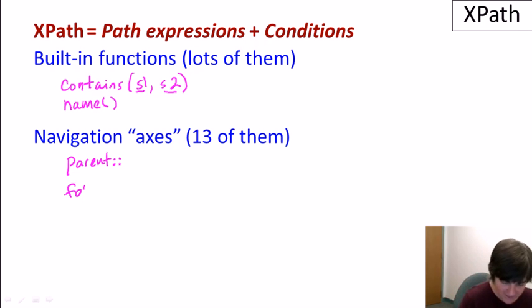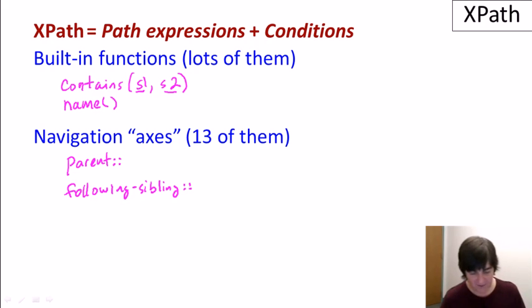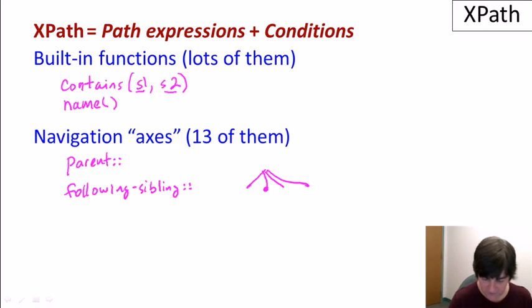There's an axis called following-sibling. And the colon, you'll see how that works when we get to the demo. The following-sibling axis says match all of the following siblings of the current element. So if we have a tree and we're sitting at this point in the tree, then the following-sibling axis will match all of the siblings that are after the current one in the tree.